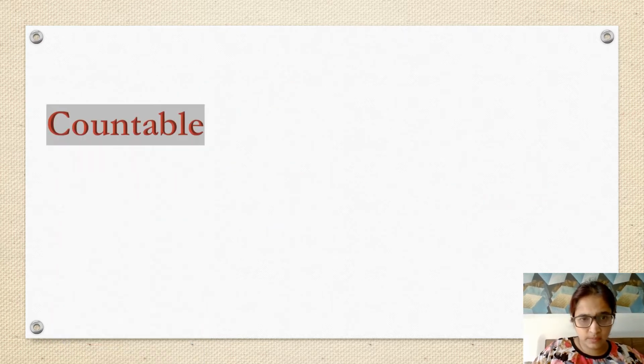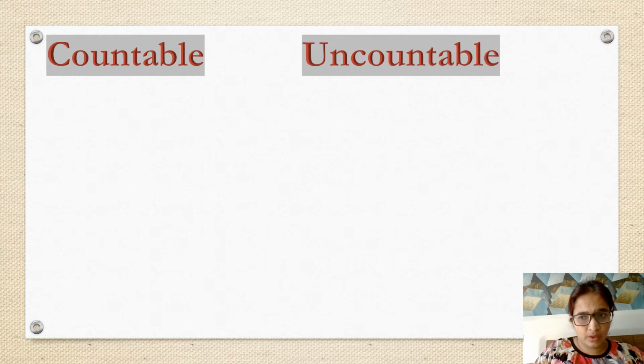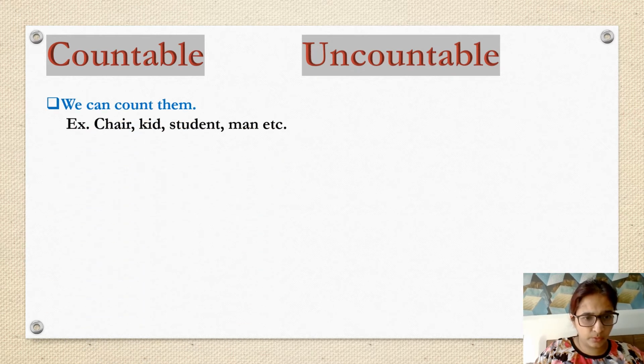Now let's go to the next one. Next type of noun, which is countable and uncountable. In case of countable nouns, it says that we can count them. For example, chair, kid, student, man, etc. In all of these cases, you can see that you can actually count how many chairs, how many kids, how many students, how many men.